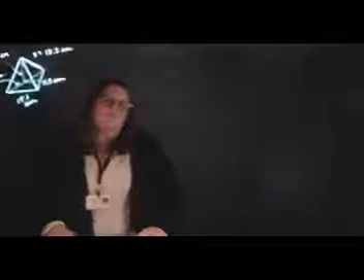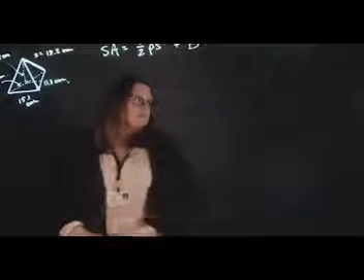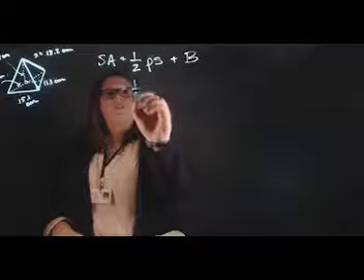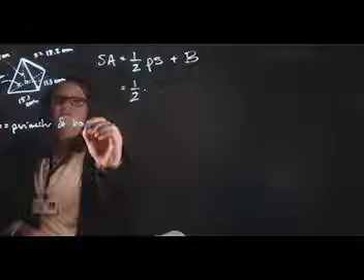So let's first write down the formula for surface area of a pyramid. The formula for surface area of a pyramid is half times the perimeter times the slant height plus the area of the base. And you guys can't see that, so I'll rewrite it here. So the surface area is half times the perimeter times the slant height plus the area of the base. So we can just bring our half down, and now let's find the perimeter of the base. So remember, P is the perimeter of the base.